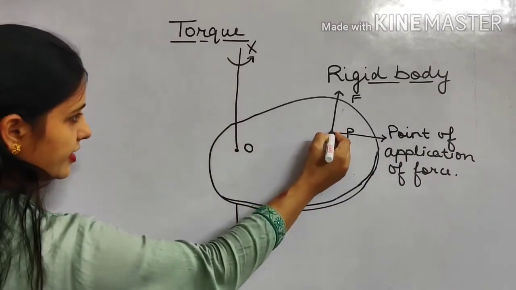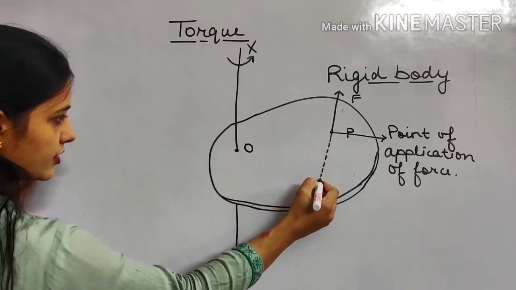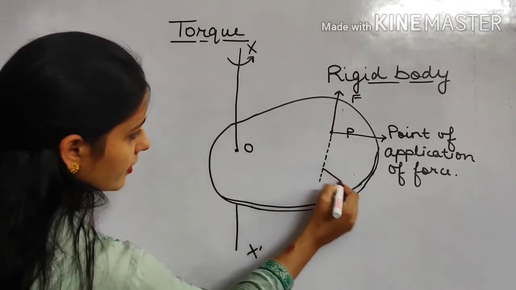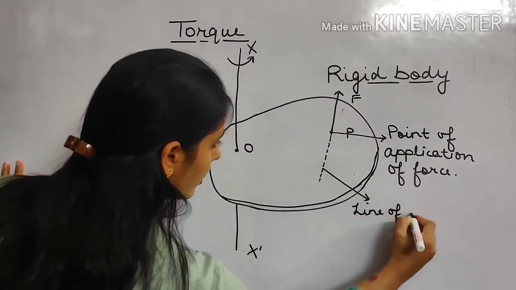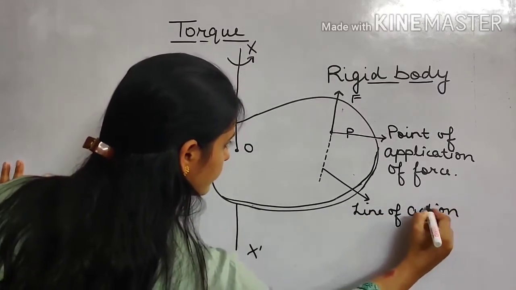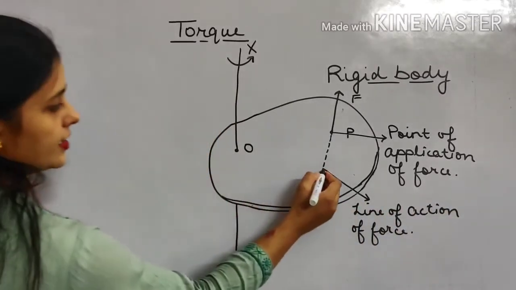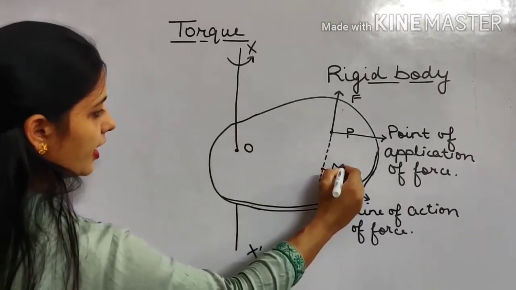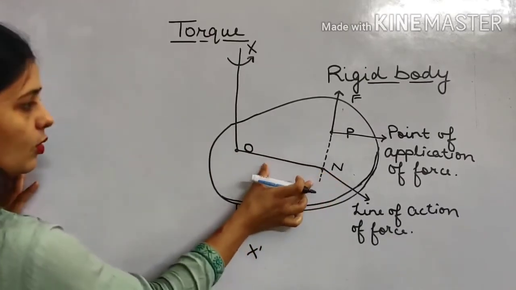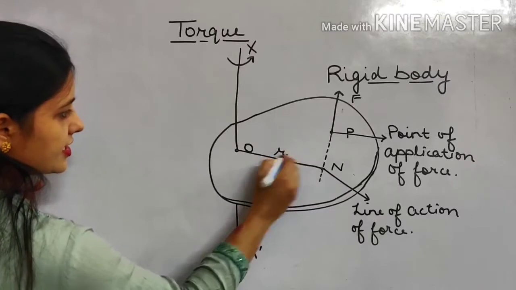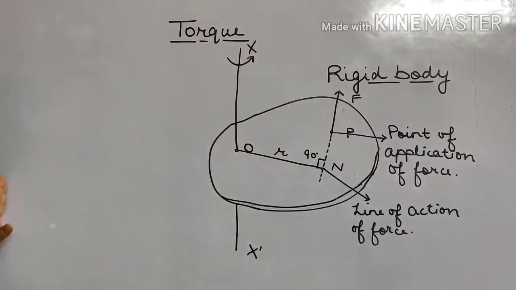Now if you extend this line in the backward direction, this whole line is the line of action of force. Let us consider a point here, N. Join these two points O and N. This ON, suppose this distance is R. This is a perpendicular. You can see the right angle here.